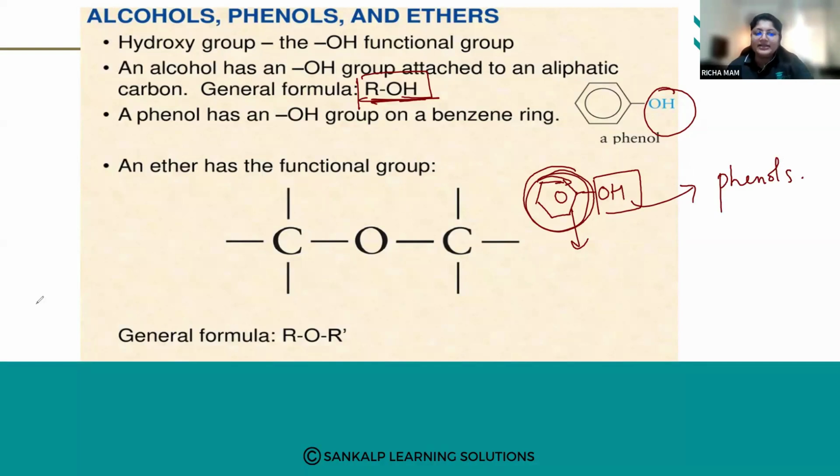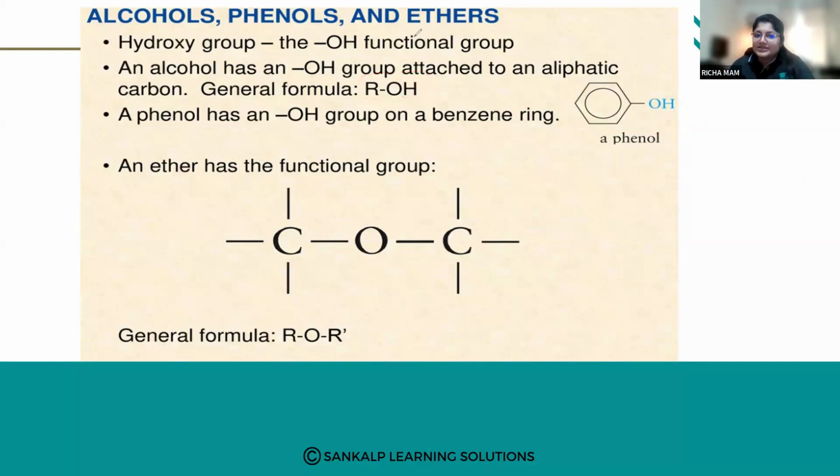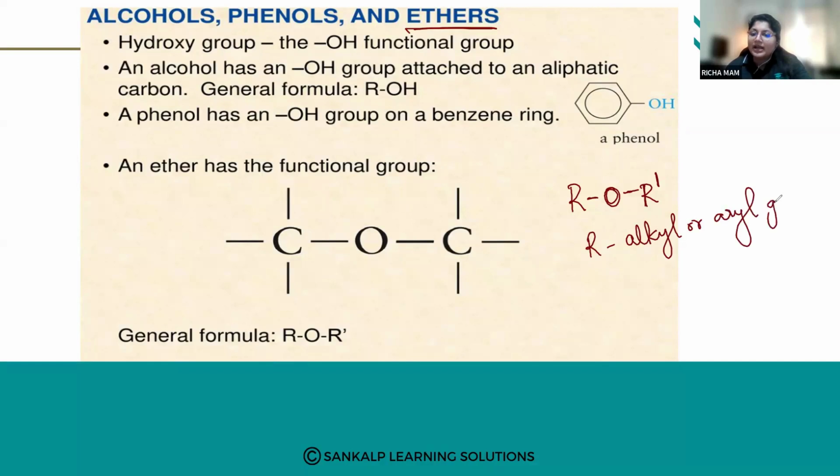Then the next class of compounds we are discussing is the ethers. Ethers are represented as ROR'. They have the ROR' linkage. R and R' are alkyl groups; it can be any alkyl or it can be an aryl group.